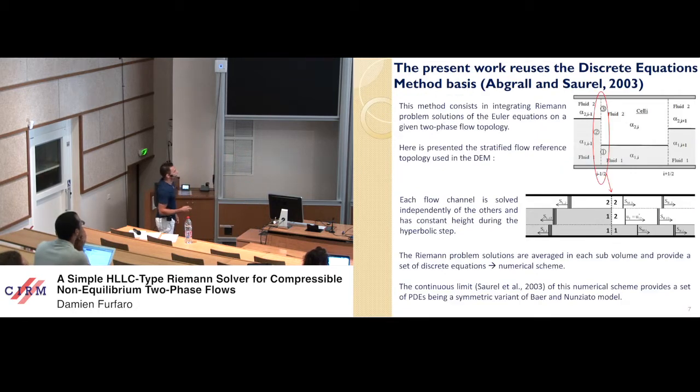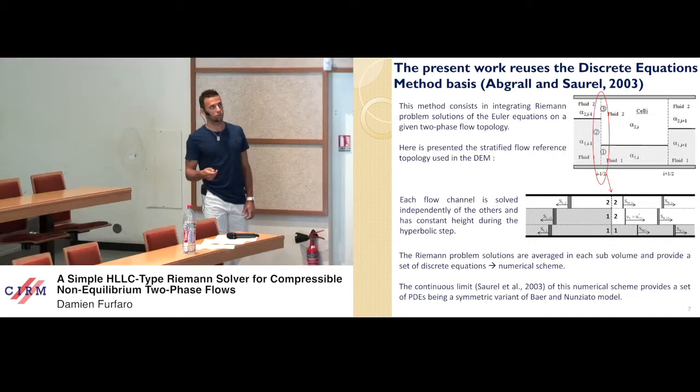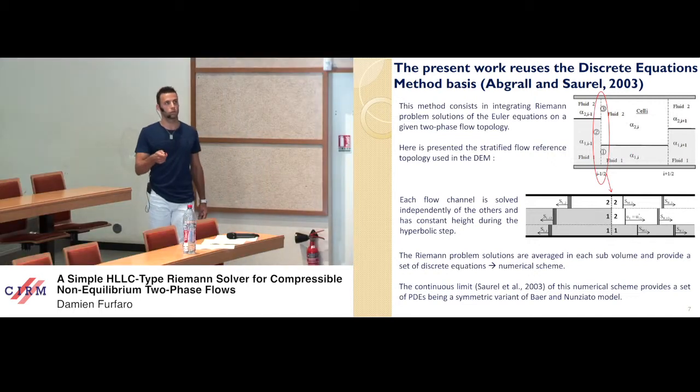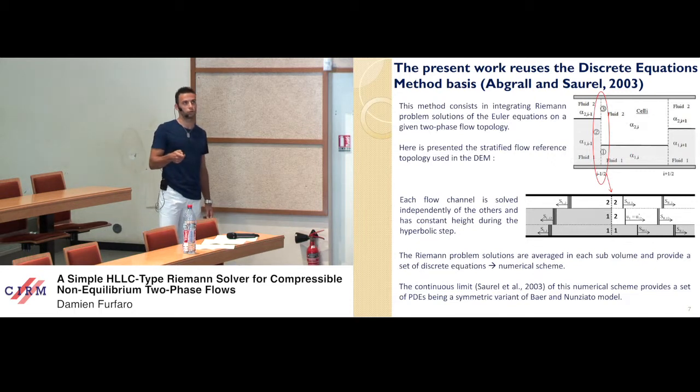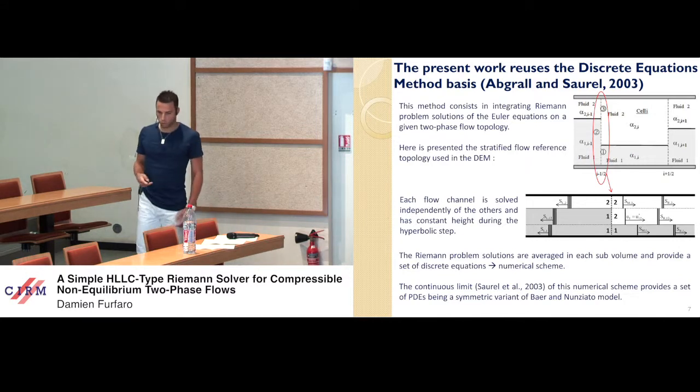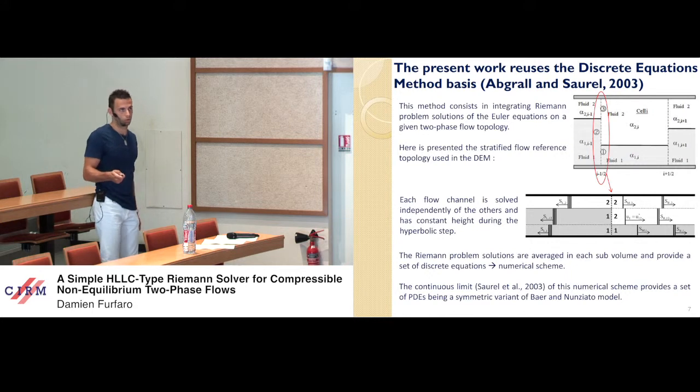Our present work reuses the Discrete Equation Method, which was developed by Abgrall and Saurel in 2003. This method consists in integrating Riemann problem solutions of the Euler equations on a given two-phase topology. Here is presented the stratified flow reference topology used in the DEM. If we consider a given cell boundary here, we can see that 4 types of contact are possible: the contacts 1-1, 2-2, 1-2, and 2-1.